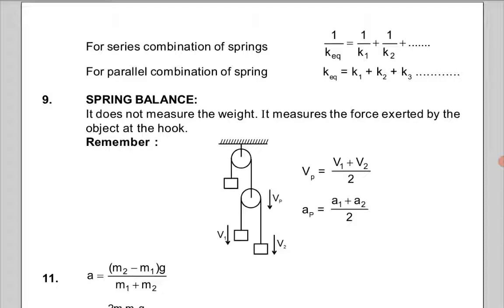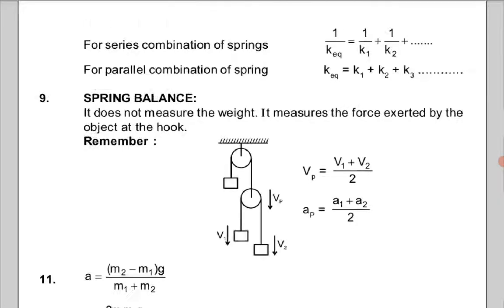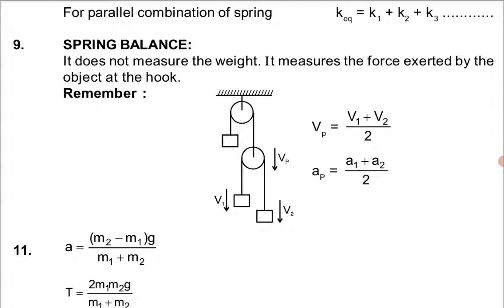Spring balance: it does not measure the weight. It measures the force exerted by the object at the hook. Remember this: velocity of P equals (V1 plus V2) upon 2, and acceleration at point P equals (A1 plus A2) upon 2.